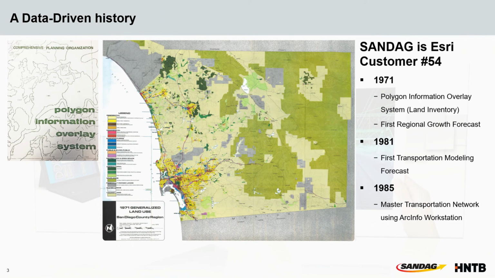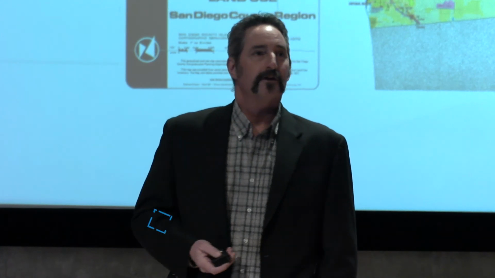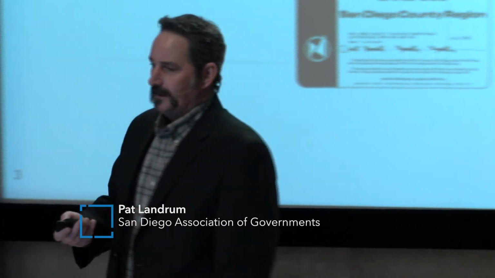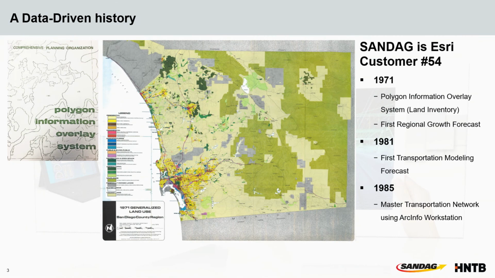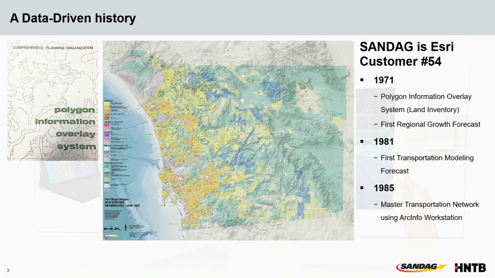Thank you, Darren. We are going to fast forward a little bit, but in keeping with the historical theme of this, SANDAG is customer number 54. We've been doing this for a very long time. Jack Dangerman worked with us in 1971 to develop our first land inventory system. We also developed our first regional growth forecast in 1971. In 1981, we developed our first regional transportation modeling forecast.